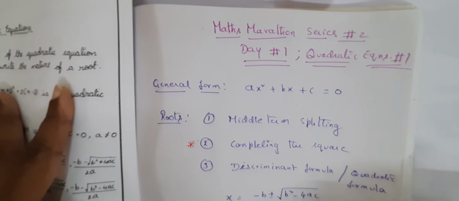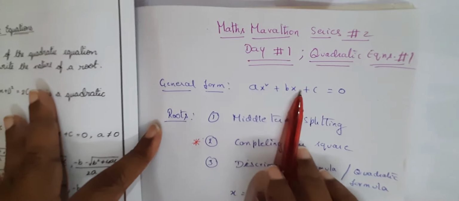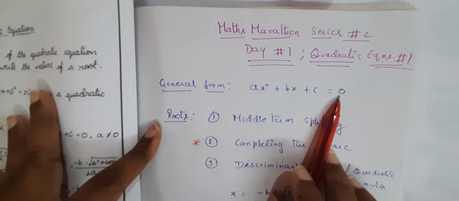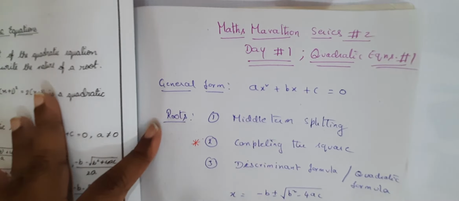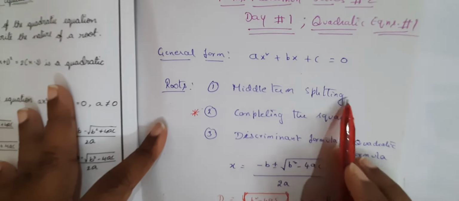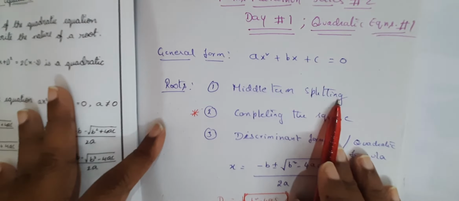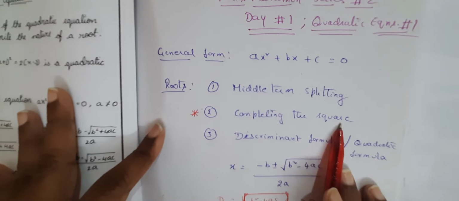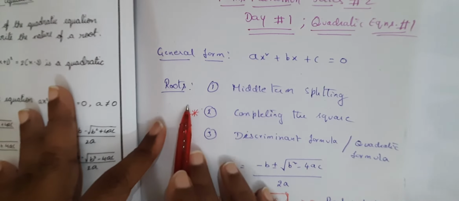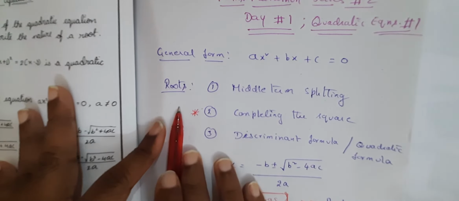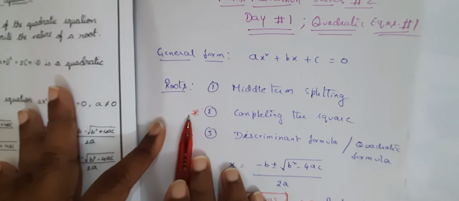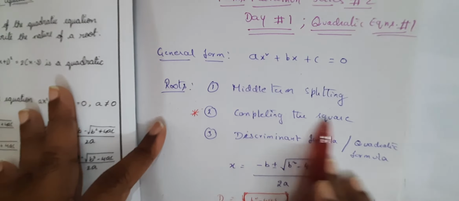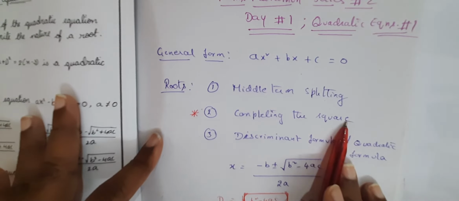Right, so the general form of a quadratic equation is ax square plus bx plus c is equal to 0. And to find the roots of the equation, you have methods like middle term splitting, right? And completing the square is another method. But for this particular year, 2021 May, that is a COVID batch, right? So this is deleted or eliminated. Hence, no need to do the problems based on the completing the square method.